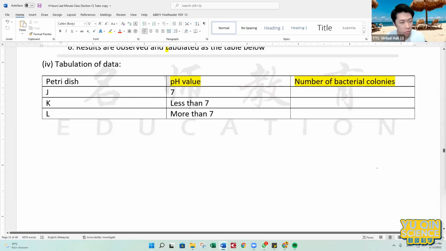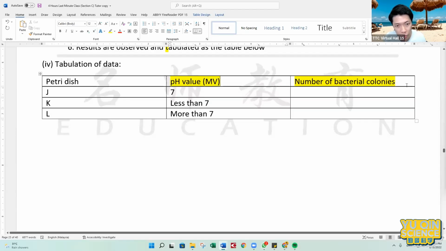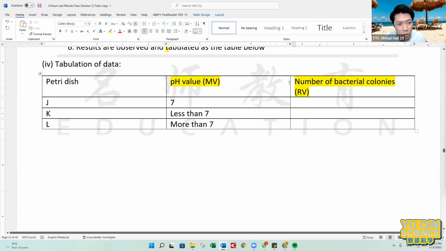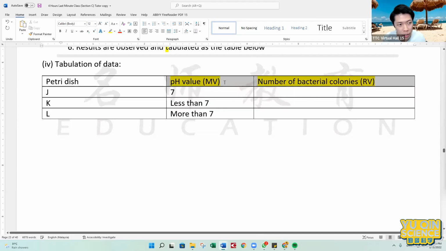Okay, there you go. So what the teacher is looking for is your manipulated and responding variables. This is your manipulated variable, MV. You don't have to write it like that, I just want to show you. This is your RV. So the teacher is looking for that. If you're able to present your answer with your MV and RV properly here, there you go.